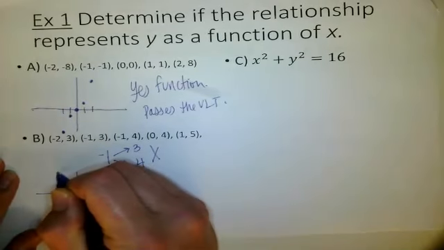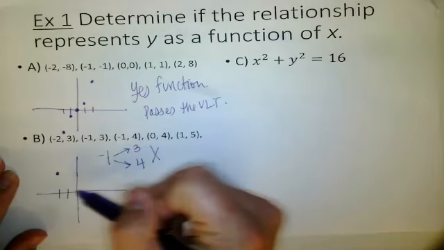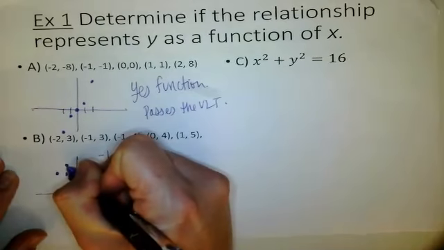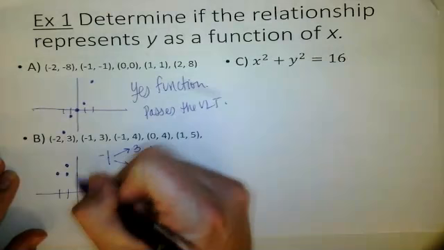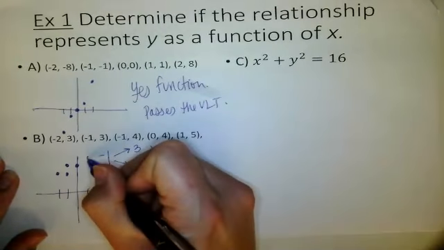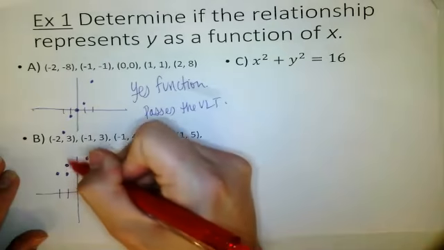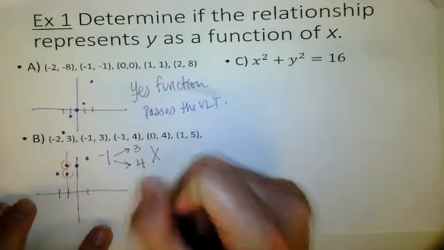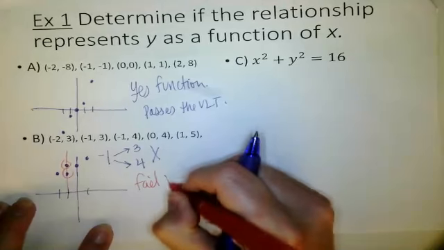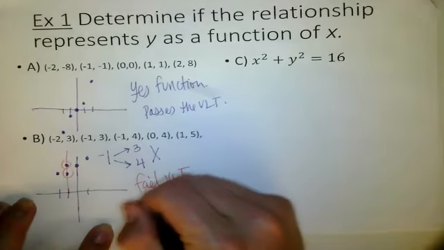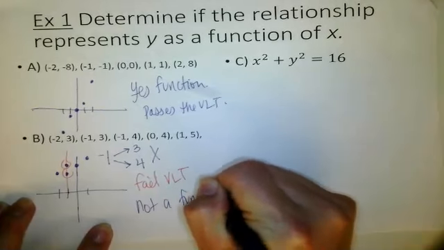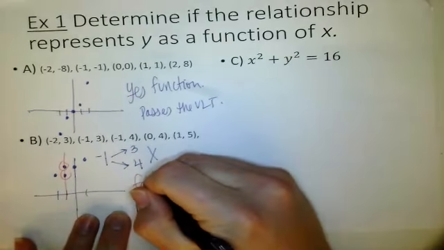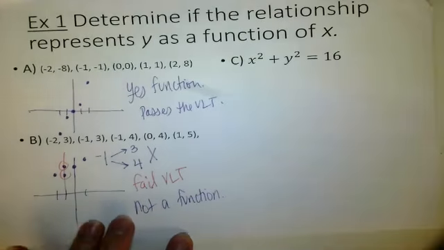So (-2, 3) is like there. (-1, 3) is like there. (-1, 4) is right here, stacked on top. (0, 4), and (1, 5) is like there. If you were to draw a vertical line right here, we hit two points, and that is going to fail the vertical line test. So it is not a function of x. That says fail. All right.